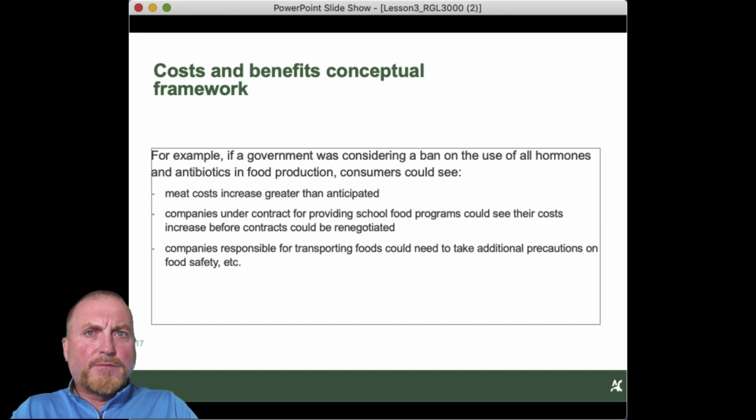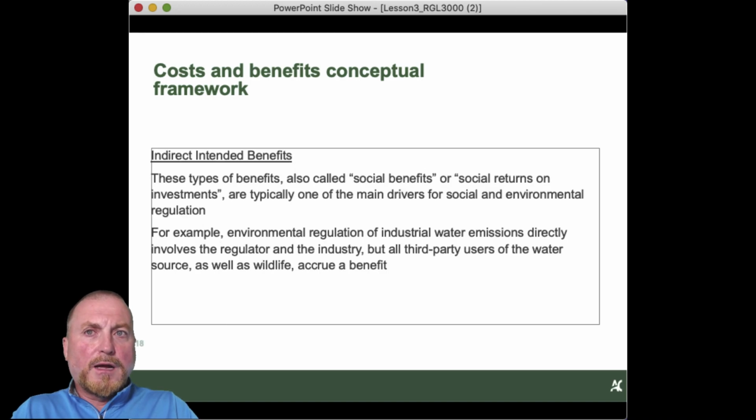Another example, if a government was considering a ban on the use of all hormones and antibiotics in food production, consumers could see meat costs increase, right? Companies under contract for providing school food programs could see their costs increase. Companies responsible for transporting food could need to take additional precautions for food safety because of the less use of drugs within the feedstock and so on. So there are all kinds of these types of impacts that emerge when you're doing that.